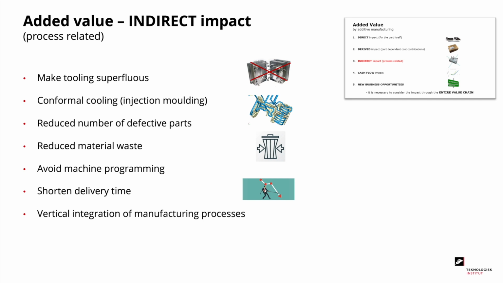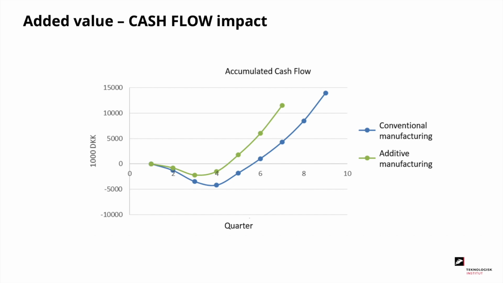The next group relates to indirect impact. That means process related. You may be able to avoid tooling, or you may be able to use conformal cooling. That in turn gives you better parts and shorter cycle time. You may be able to reduce the number of defective parts or reduce material waste. You will probably, if you avoid, for instance, CNC tooling, avoid machine programming. You can shorten delivery time, and you may be able to integrate adjacent processes in a single process using 3D print.